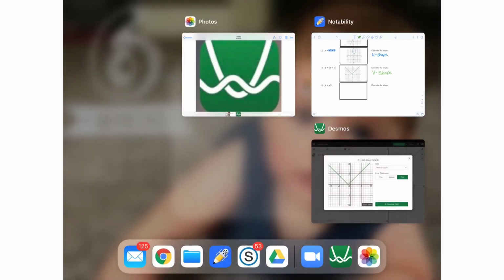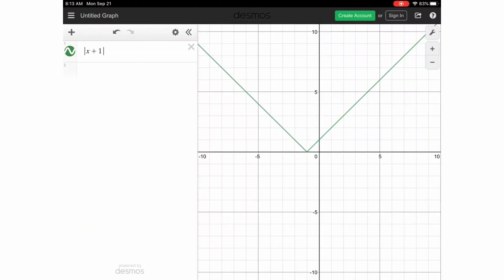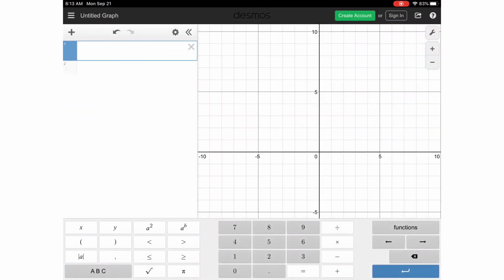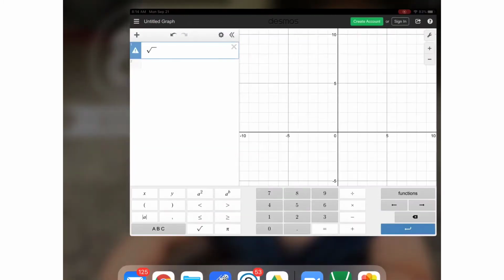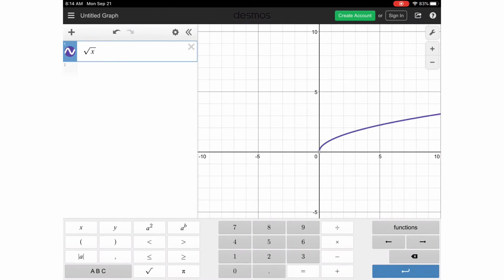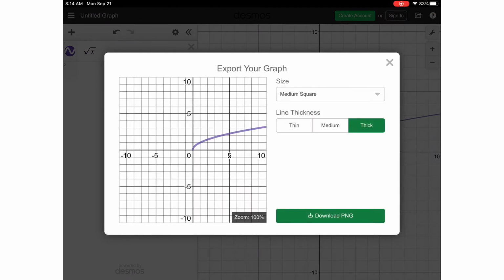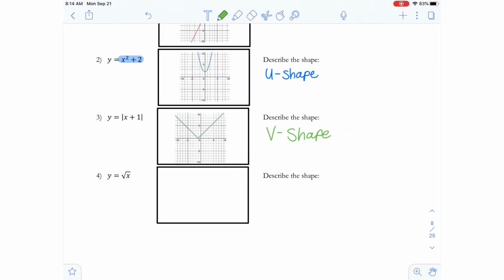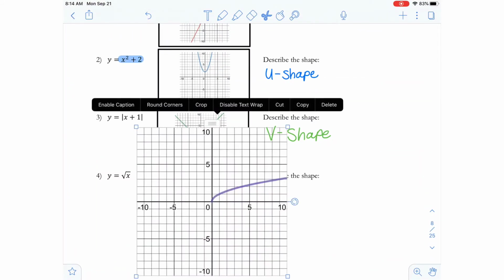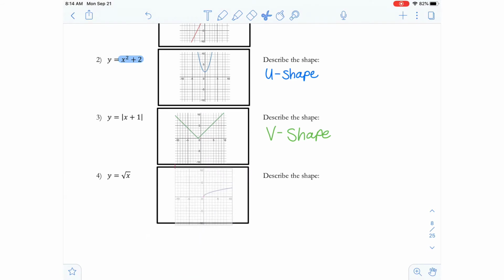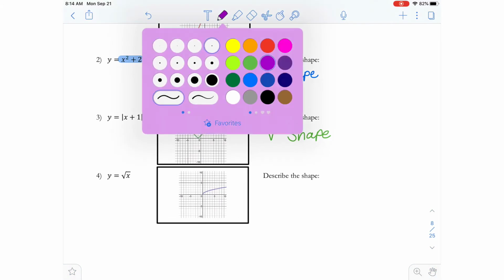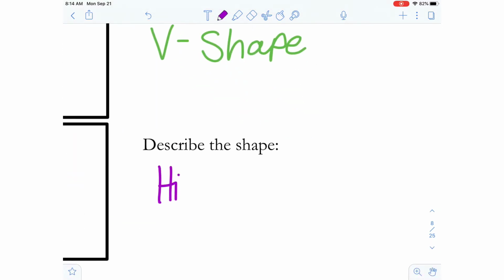Okay, last but not least, we have a square root. The square root is next to ABC. It looks like a little check mark almost. And the function was just square root of x. So here is my graph. I'm going to share it. And this one's kind of weird. It's not a straight line. It looks more curved. So I would say this almost looks like a hill. So a hill shape.